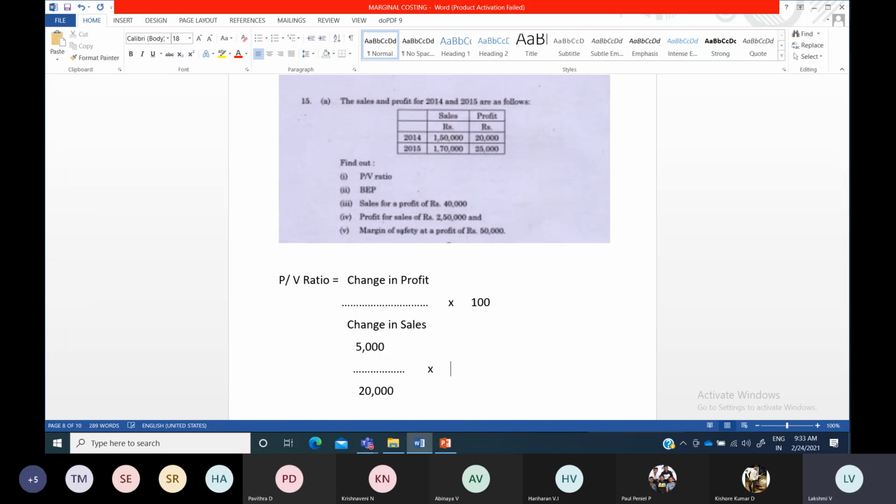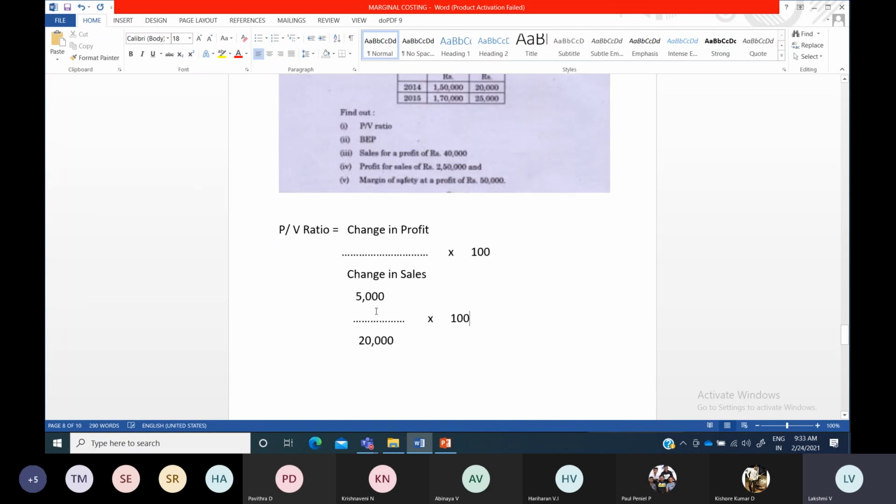Whenever they give you 2 years data, you have to use this PV ratio formula, or else you will be using contribution divided by sales into 100. Now just find out how much you are getting. That will be your PV ratio, and you have to express it in percentage. Just find out.